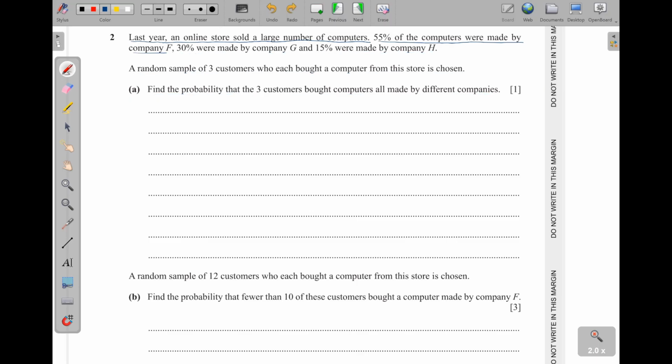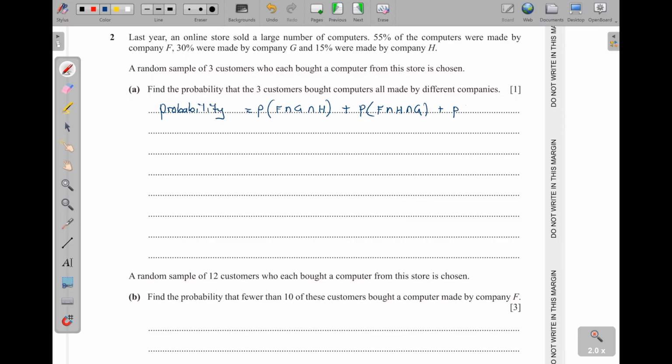Now, if all were made by 3 different companies, this is how we are going to attempt this one here. We can get the first computer. The first customer can pick a computer made by company F, then the other one company G, then the other one company H. Then we can also have the first one picked as F, then H, then G.